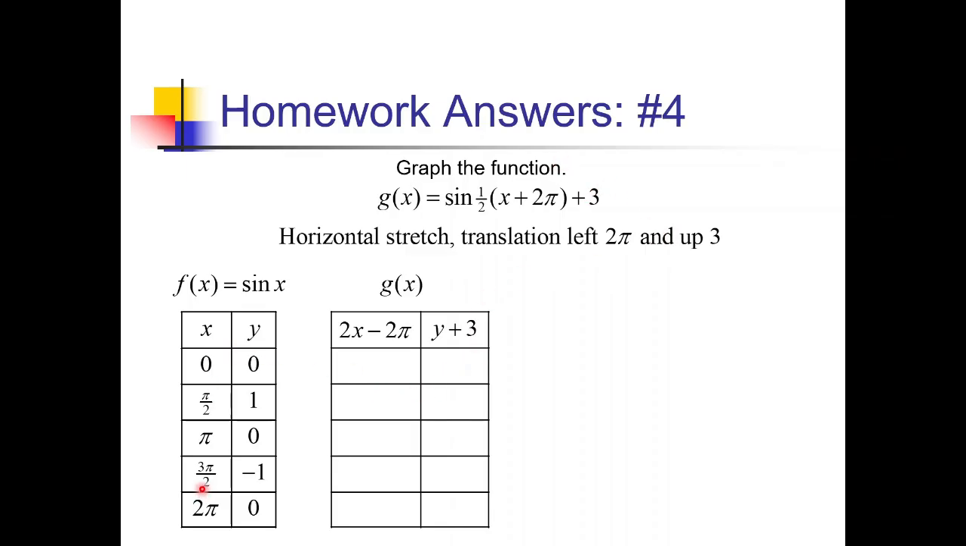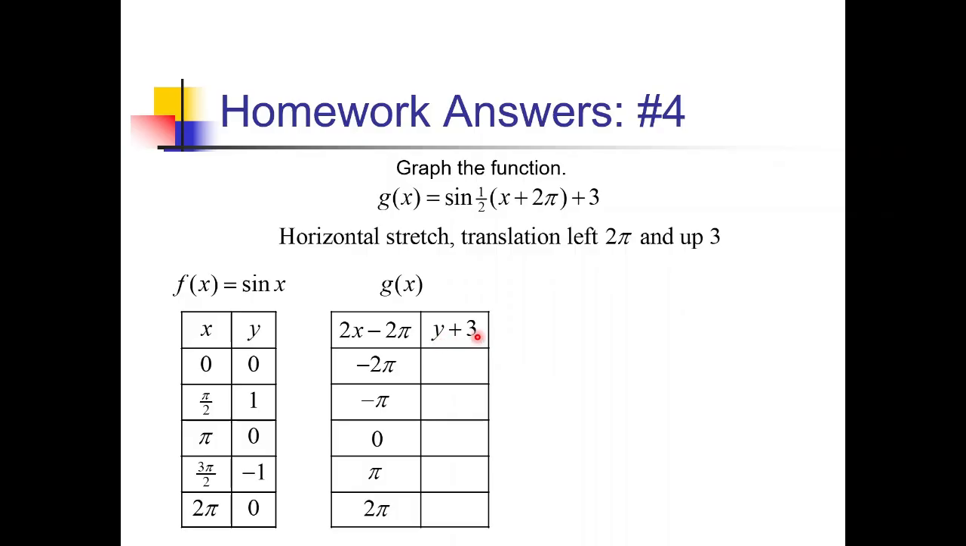Let's do the x values now, all at a time here. So we have 2 times 0 minus 2 pi is negative 2 pi. And then 2 times pi over 2 is pi. Pi minus 2 pi is negative pi. Then we have 2 times pi minus 2 pi, which is 0. And the pattern continues here. We have 3 pi minus 2 pi is 1 pi. And 4 pi minus 2 pi is 2 pi.